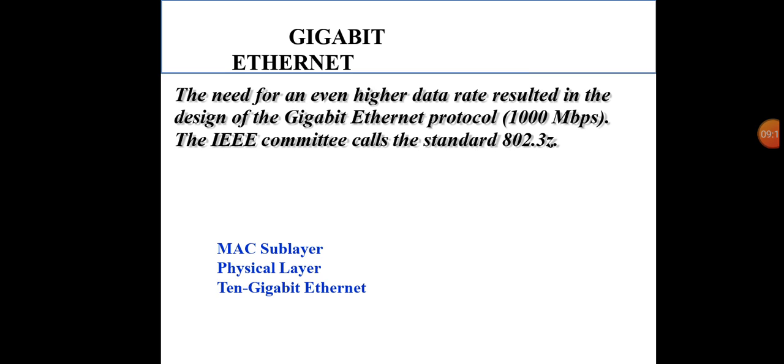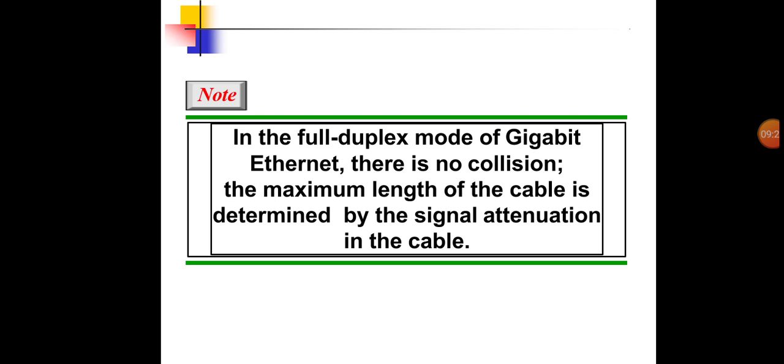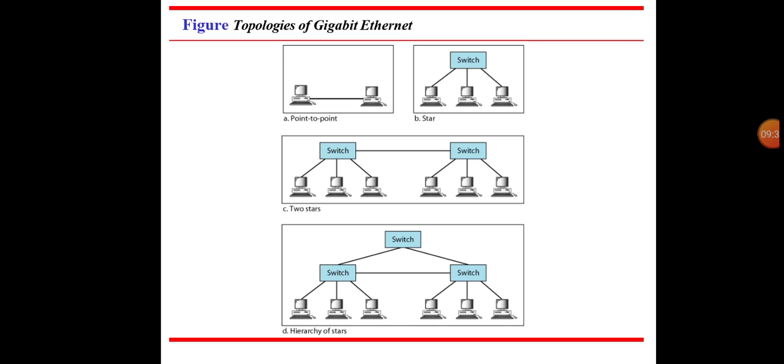Gigabit Ethernet. The need for an even higher data rate resulted in the design of the Gigabit Ethernet protocol. The IEEE committee called the standard 802.3z. In the full duplex mode of Gigabit Ethernet, there is no collision. The maximum length of the cable is determined by the signal attenuation in the cable. These are the topologies of Gigabit Ethernet. This is point to point, this is star, this one is two stars, and the last one is the hierarchy of stars.